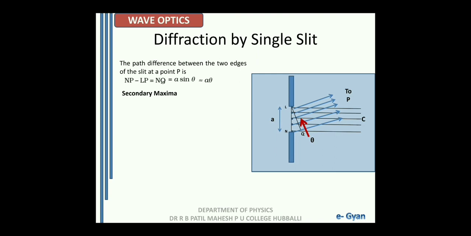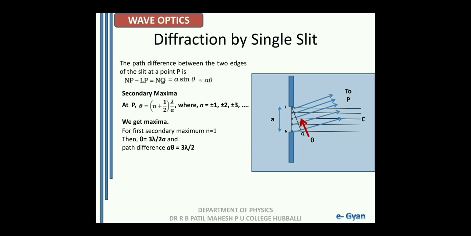Now let theta be such that at point P we get the maxima, that is, maximum intensity. At point P, where theta is equal to (n plus half) into lambda by a, where n is equal to plus or minus 1, plus or minus 2, plus or minus 3 and so on, we get maxima. Now let us try to understand why we get a maximum. Why don't we get a dark band if the path difference a theta is (n plus half) into lambda?